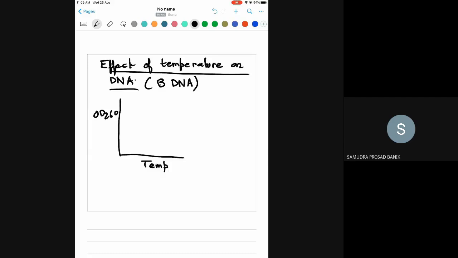Yes, the bases. The nitrogenous bases are responsible for absorption at 260 nanometer. Now, how can you use this OD260 to monitor temperature-induced strand separation? What is going to happen to the OD260 value? Suppose we start at a certain temperature, let's say 10 degrees centigrade, and we have an OD260 value at this point.